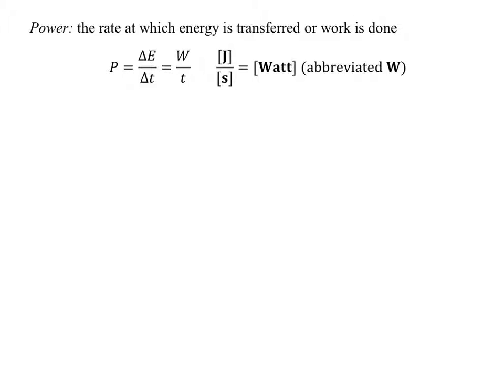Now, you'll see that there are two formulas there. We could start by saying power is the rate that energy is transferred. That's this right here. Power equals change in energy over time. Or, power equals the amount of work done over time. Either of these is acceptable, depending on the problem. So if you're given a force and a distance, you can do force times distance to get the work done, divided by time.